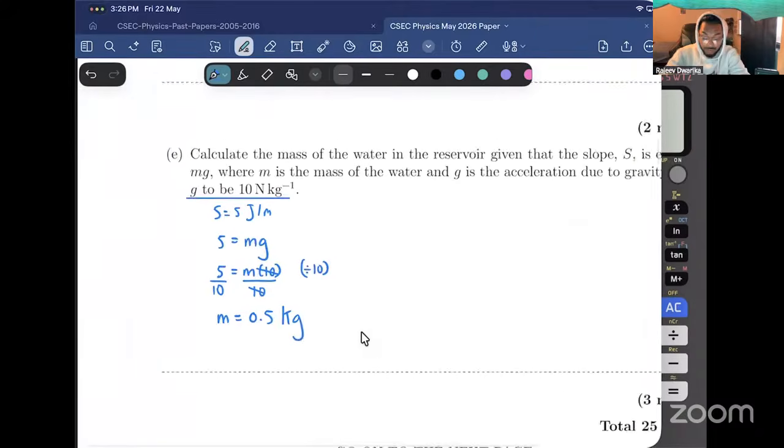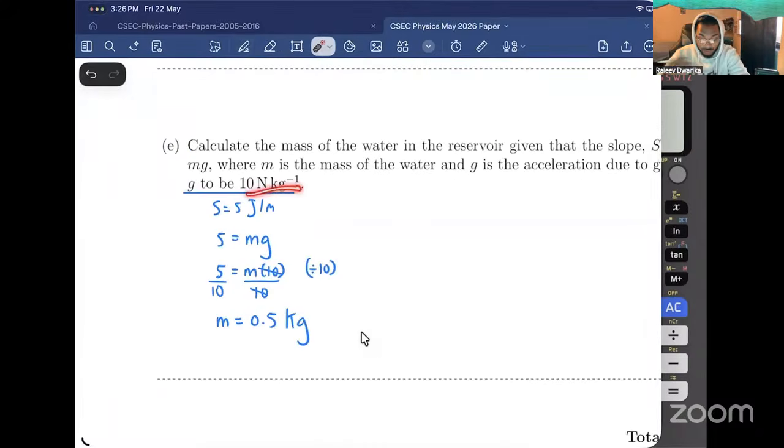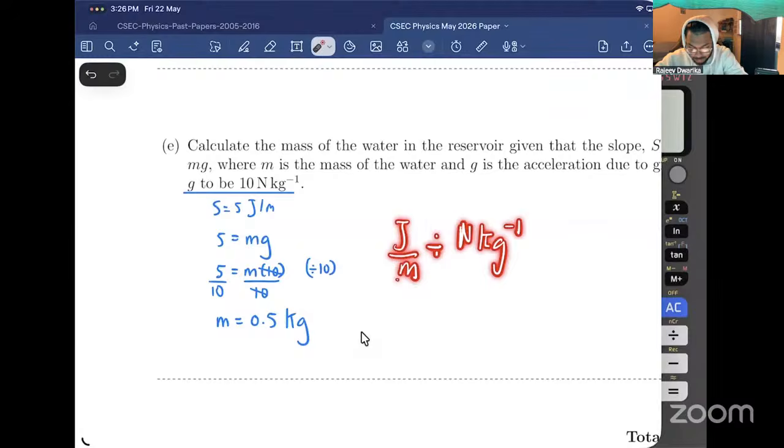All right. So here, if you realize, we're working in SI units, and if you wanted to verify something, watch this quickly. How did we get m? Well, we divided joule per meter by gravity, which was N kg^-1.